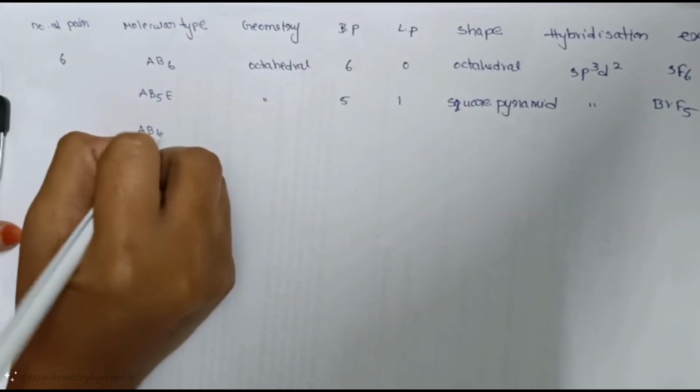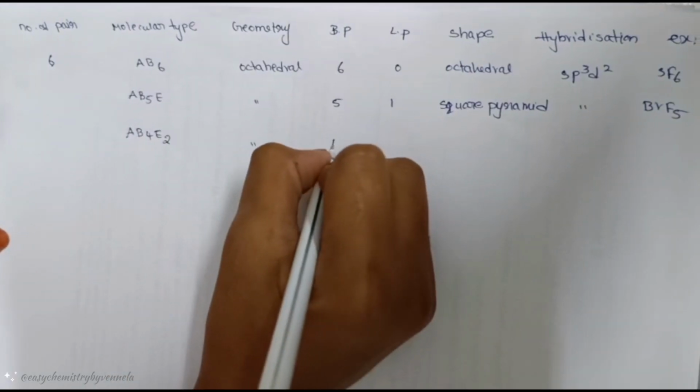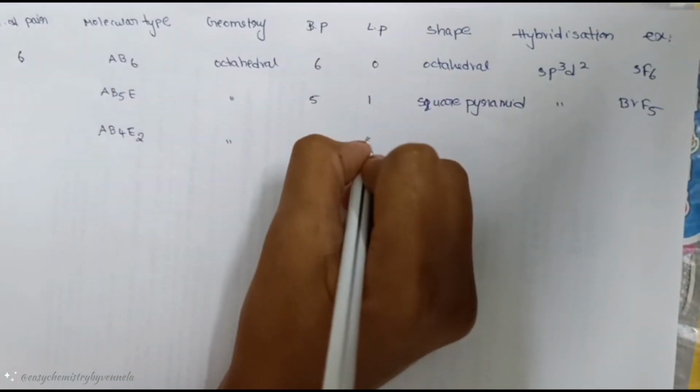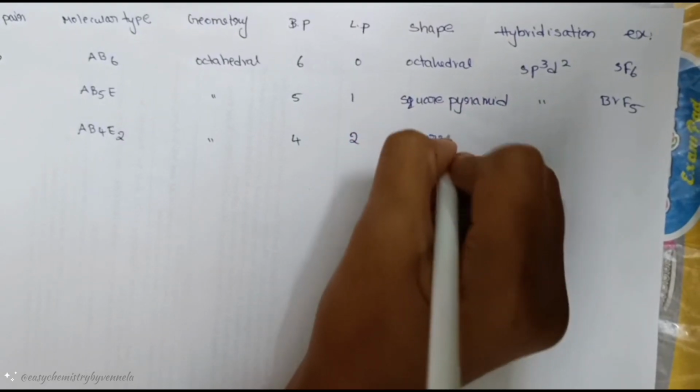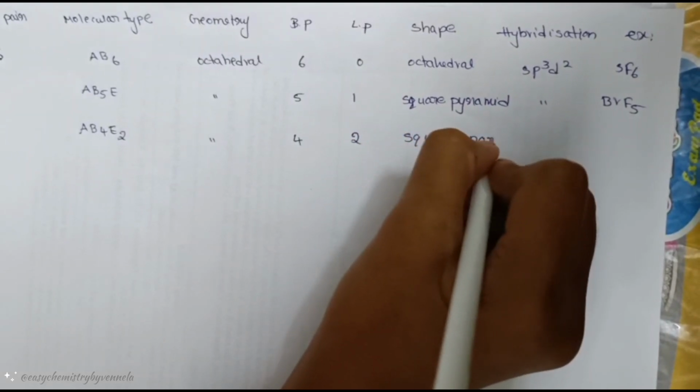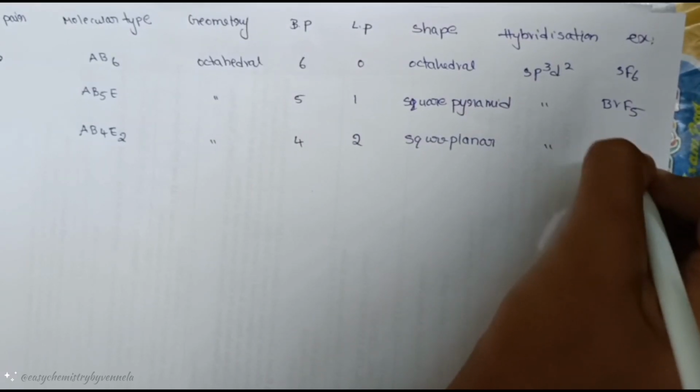Then AB4E2 molecular type, octahedral. Number of bond pairs 4, number of lone pairs 2. Shape is square planar. Same hybridization. Example XeF4.